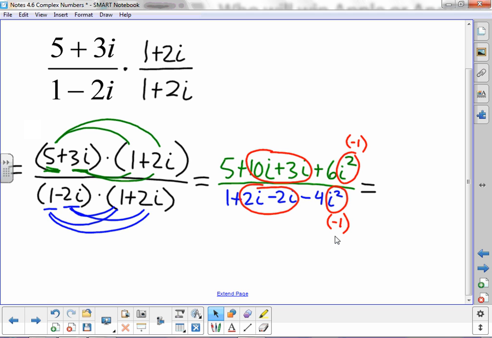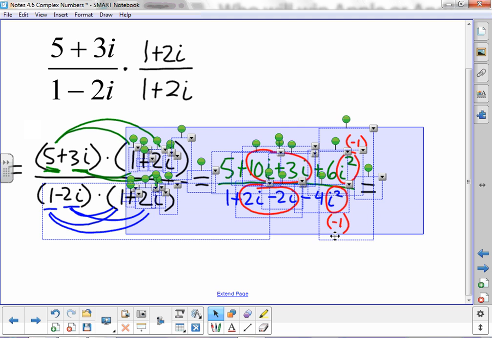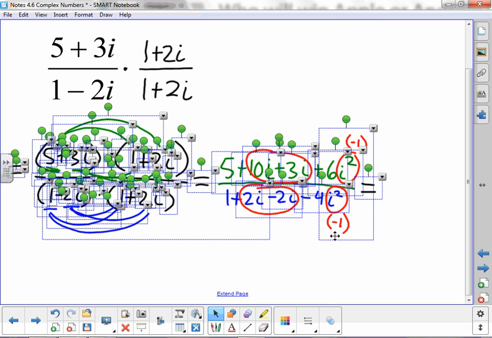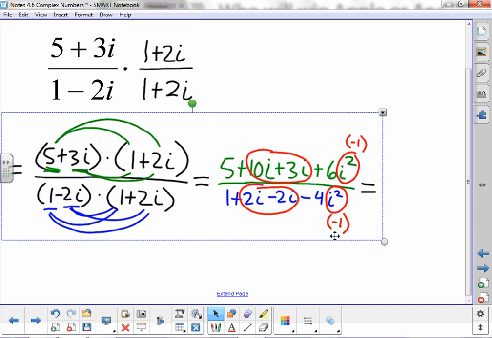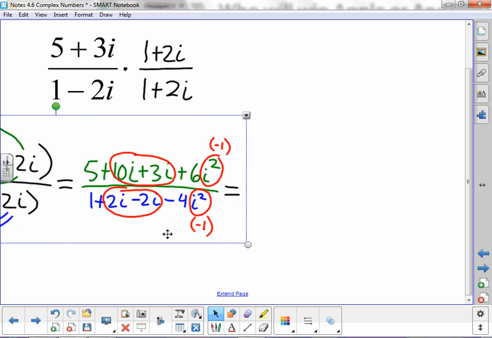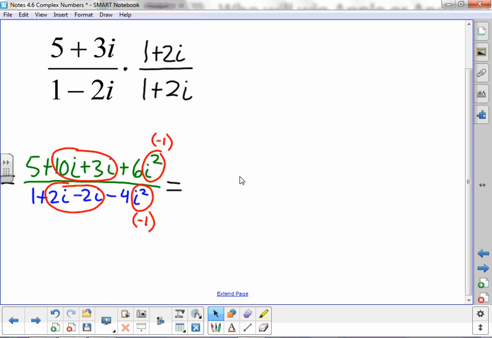I don't want to go down that way, so I'm going to move all of this stuff as one large group, and let's move it over some. All right, so now what we're going to do is just simplify this.